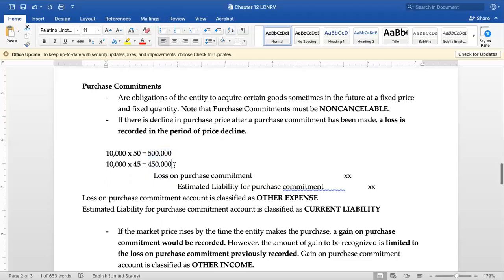So, how do we account for the 50,000 loss? You debit loss on purchase commitment, and you credit estimated liability for purchase commitment. So you have an estimated liability here of 50,000, an additional 50,000.